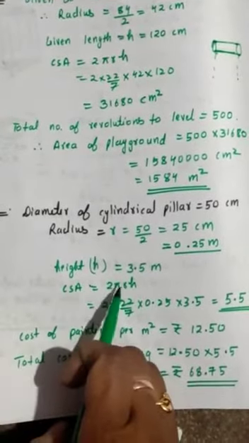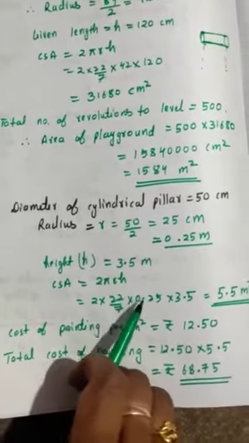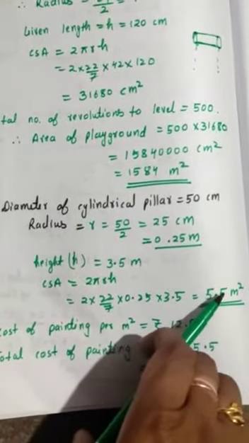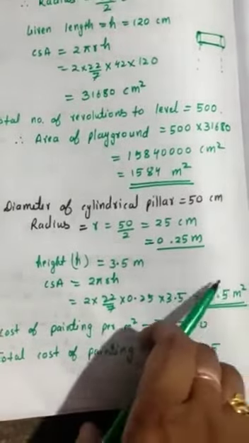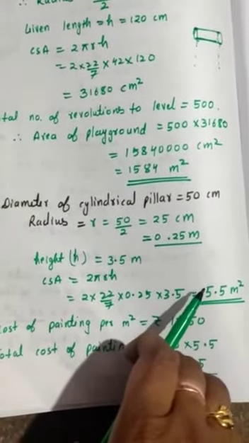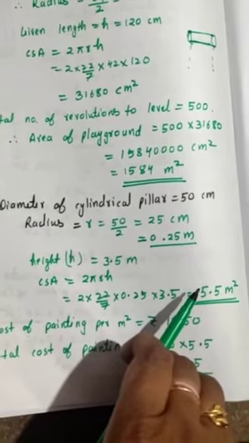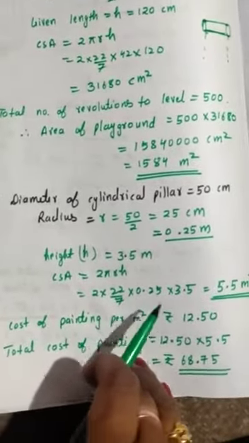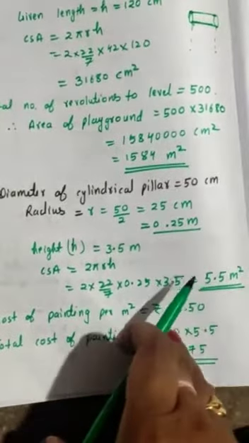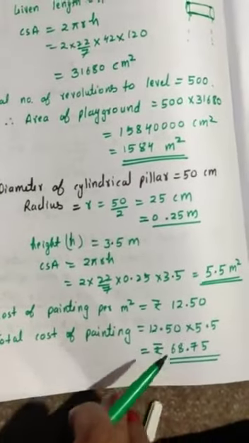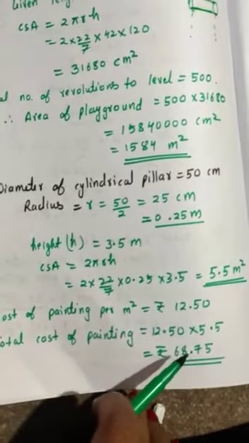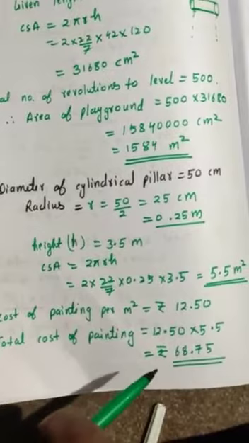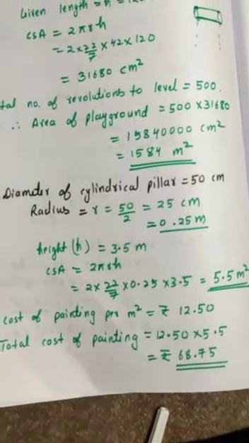So CSA is equal to 2 pi RH. Just put the values, and the answer for CSA is 5.5 meter square. That means this is the area which is to be painted. Now it is given that rupees 12.50 is the cost of painting 1 meter square. So if you want to paint the whole area, just multiply it by 5.5. So the answer will be 68.75. So the cost of painting the pillar is 68.75 rupees.